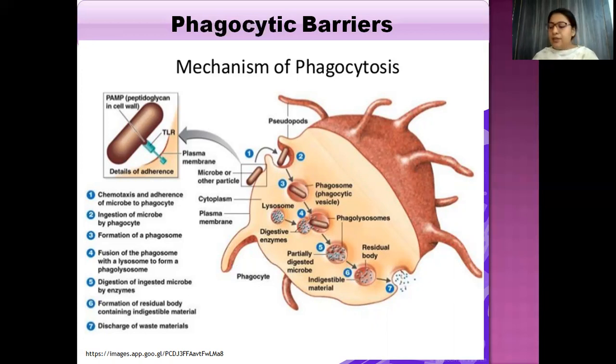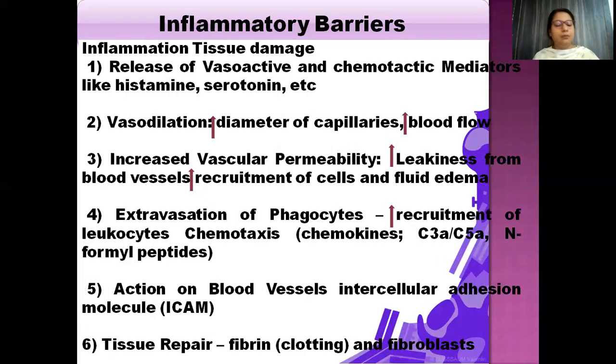The lysozyme has a property that it is acidic in nature. Here I have told you about the early phagolysosome. Early phagolysosomes have a pH between 6.8 to 6.1, whereas the late phagolysosome has a pH of 4.5, which is highly acidic in nature. So in this way, the phagocytic barrier functions and kills the microorganism.